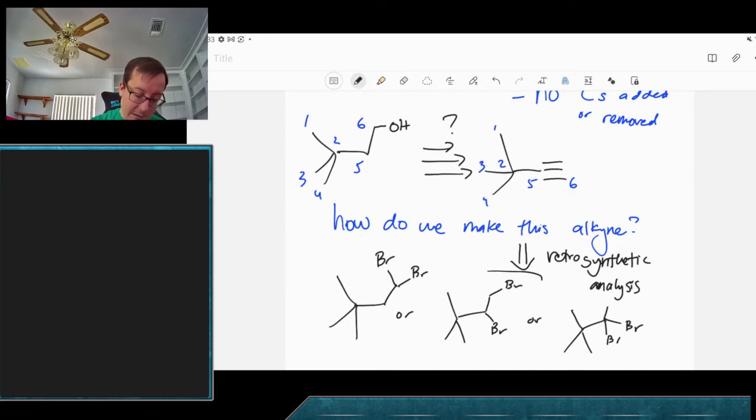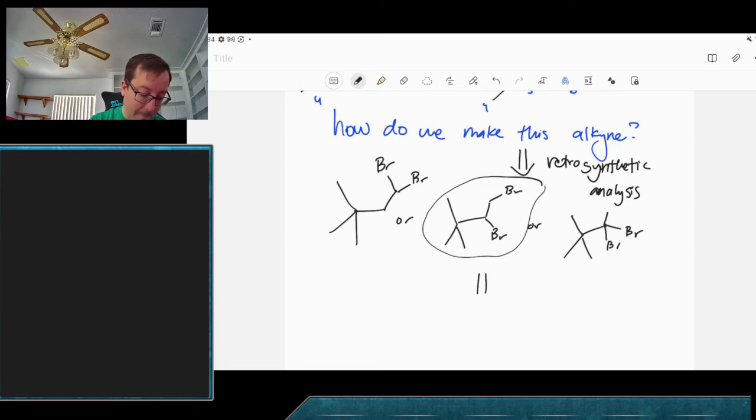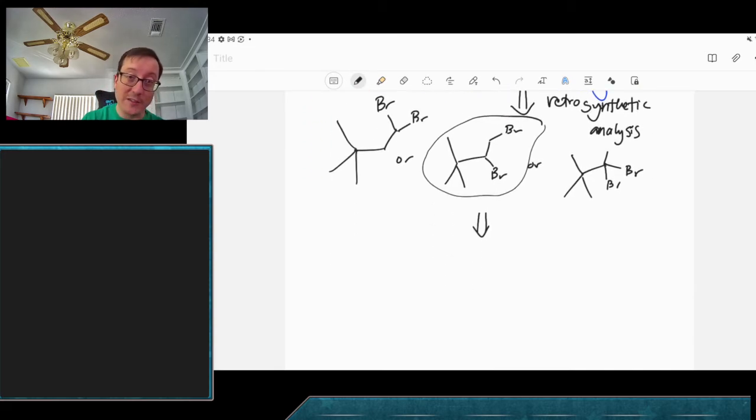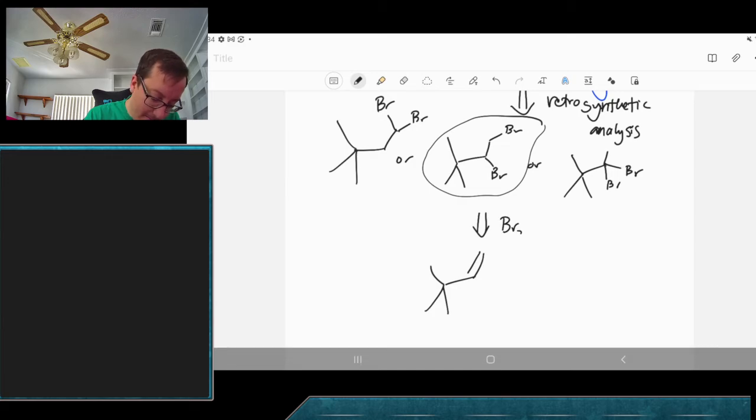So this is our best choice here, because we know how to make this from an alkene. The other two have to be made from an alkyne, and so that's not going to be useful for us, right? If we're trying to make an alkyne, why would we have that same alkyne already somewhere else in our synthetic pathway? So we're going to choose the vicinal dibromide instead. And we know that we can make this dibromide from an alkene. We know how to do that. We know that this would just be Br2 and CCl4.